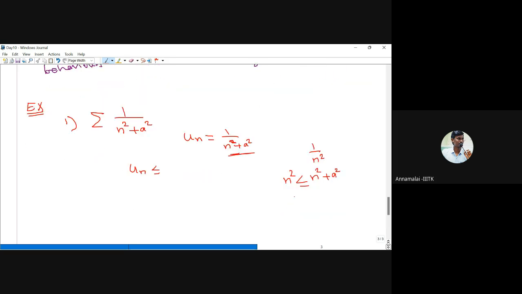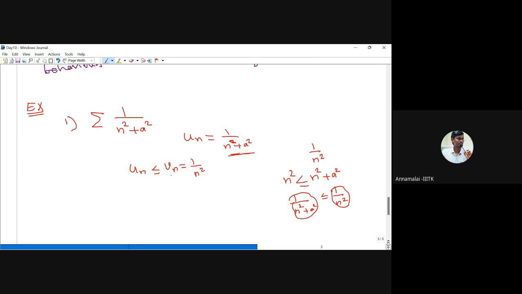Now, if you take this 1 by n square plus a square on this side, and then divide by 1 by n square, we get this one. Now I am going to choose Vn equal to this. Already we called this Un, so I call this Vn. Vn is nothing but 1 by n square.